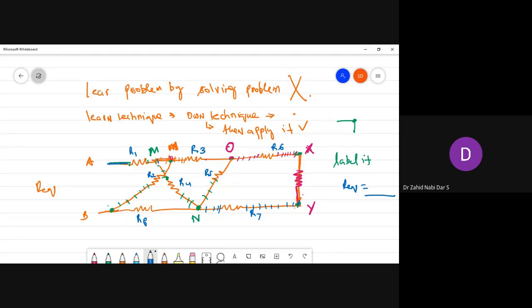Okay, so R4, M and N, and this R4 is connected to what? And O and N. So what we see from this is that it will lead to a star delta transformation, which is not there in your syllabus. So this problem will not come.